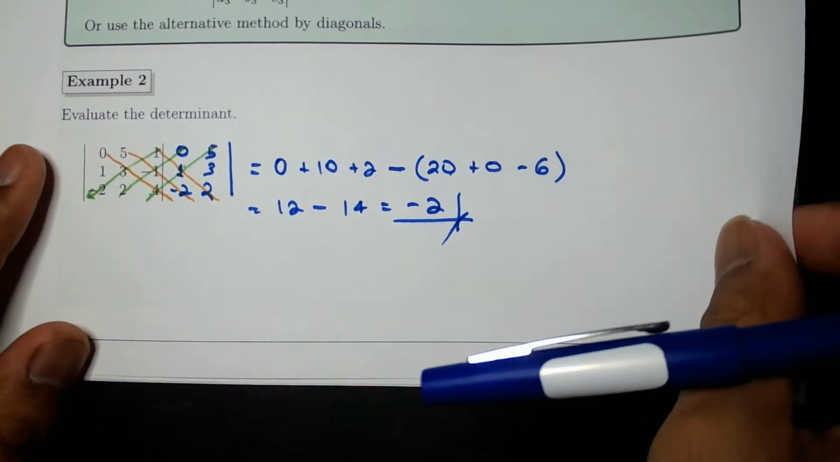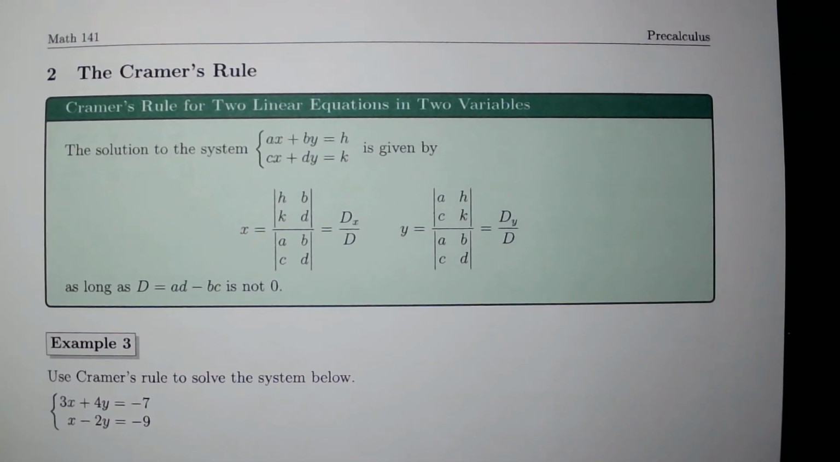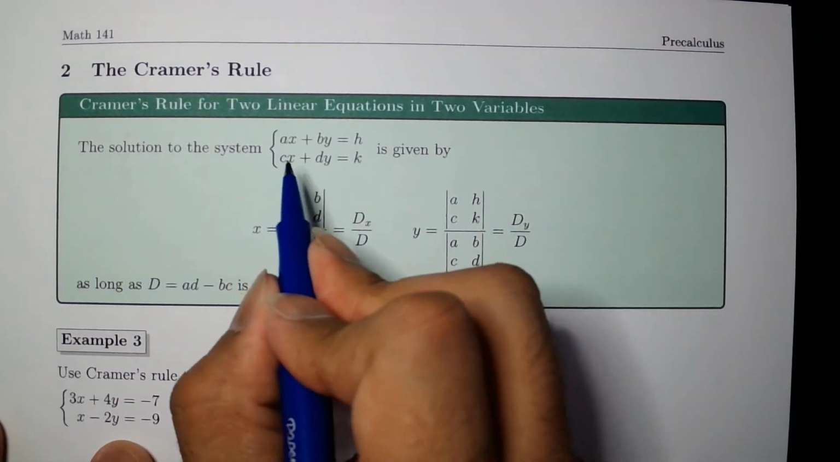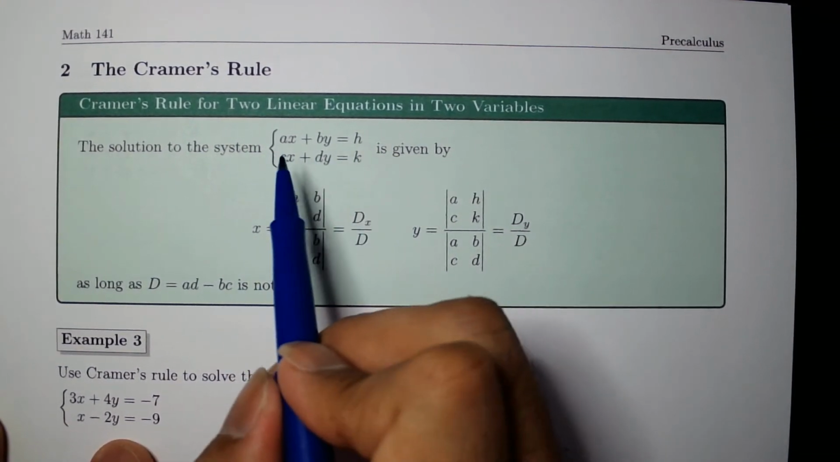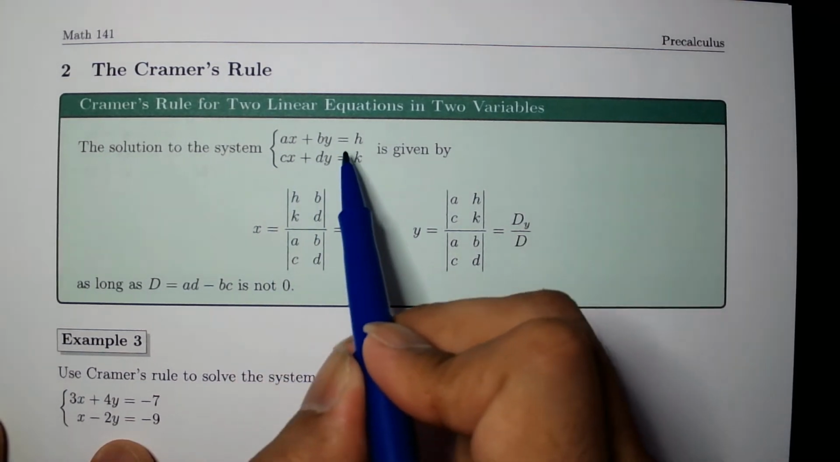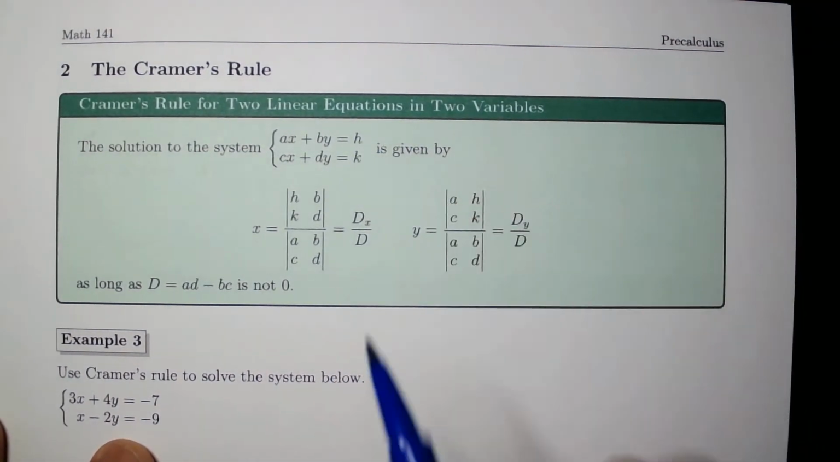How do we use this determinant method to solve systems of equations using Cramer's rule? Cramer's rule involves evaluating, at least for the 2 by 2, 3 determinants that are 2 by 2. We're given this generic system of two equations and two unknowns, whose coefficients of x are a and c, the coefficients of y are b and d, and the constant terms on the right hand side of the system are h and k.